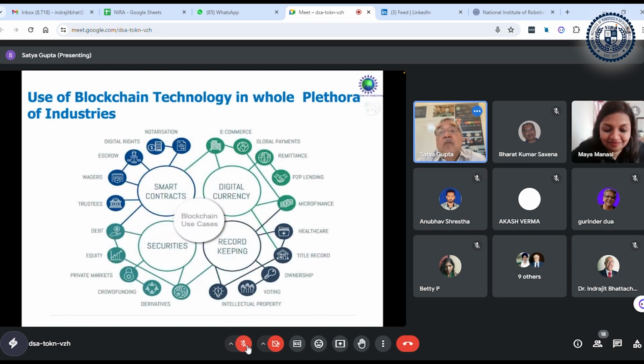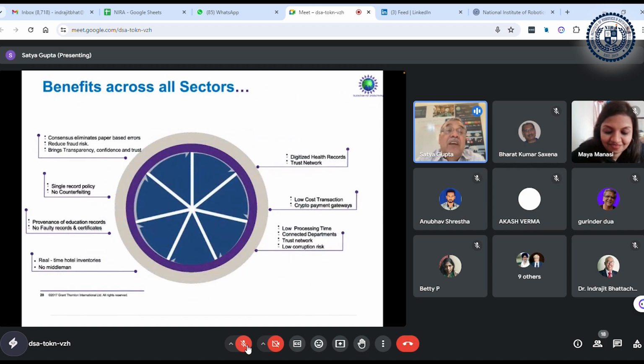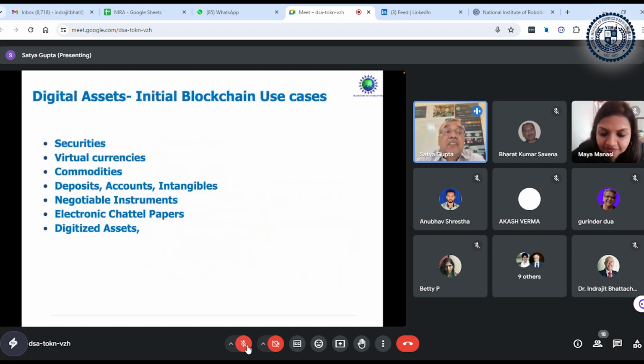So a whole plethora of industries can make use of blockchain. That is what is shown here. It is not about the currencies alone. The smart contracts can help in notarization, digital rights, escrow, trustees, and then record keeping. Everywhere records are to be kept: intellectual property, voting, ownership, everything. So that means blockchain has never-ending applications which can be imagined, and more are coming day by day. It benefits all the sectors.